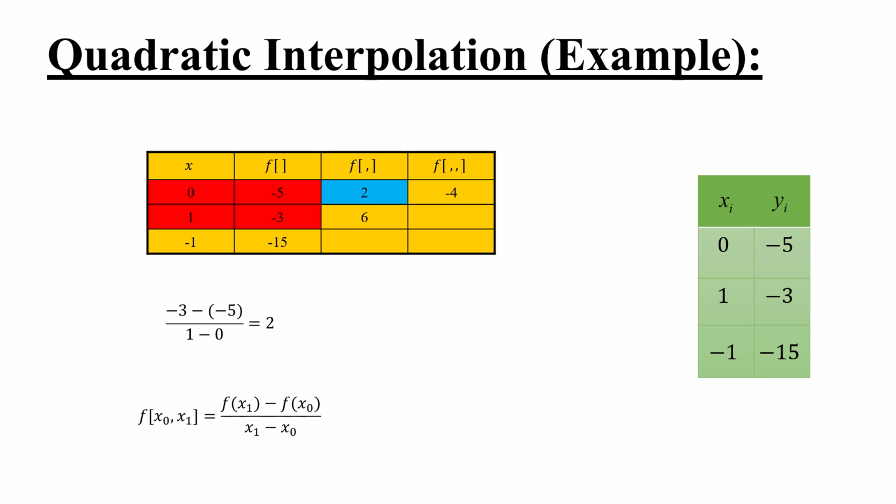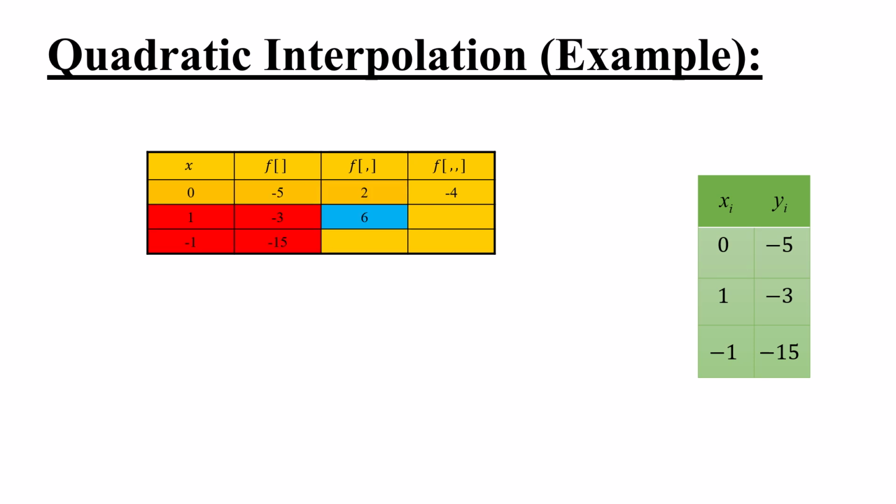So for first difference, we have minus 3 minus 5. So it is between first 2 points, so 1 minus 0. Similarly, if you look at the second point, we have to take the difference between 15 and minus 3, and then take the difference between 1 and minus 1. So when we do that, we come up with 6.